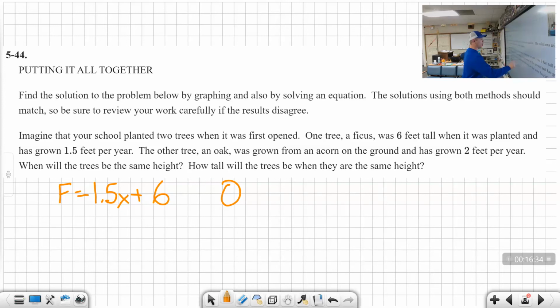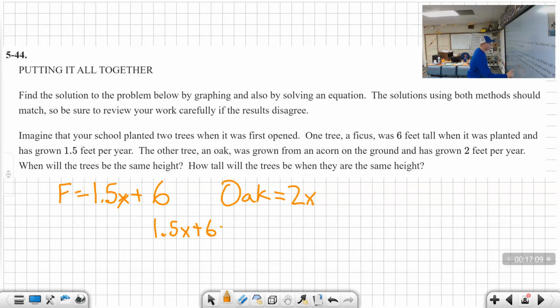The other tree, an oak, which was grown from an acorn. Does anyone know how tall an acorn is? 0. An acorn is 0 feet tall and has grown 2 feet per year. That's a pretty generous growth rate. When will the trees be the same height? So notice you don't really need this plus 0. Okay, what is our first step? When we want to know when 2 things are the same, we set them equal to one another.